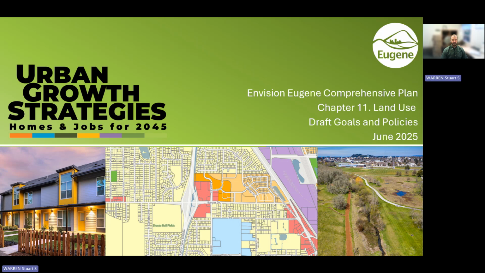The Comprehensive Plan is one component of the Urban Growth Strategies project. This project is identifying the tools, actions, policies, and land needed for the next 20 years for living wage jobs and housing that everyone can afford. This is one of a series of presentations on the Comprehensive Plan.